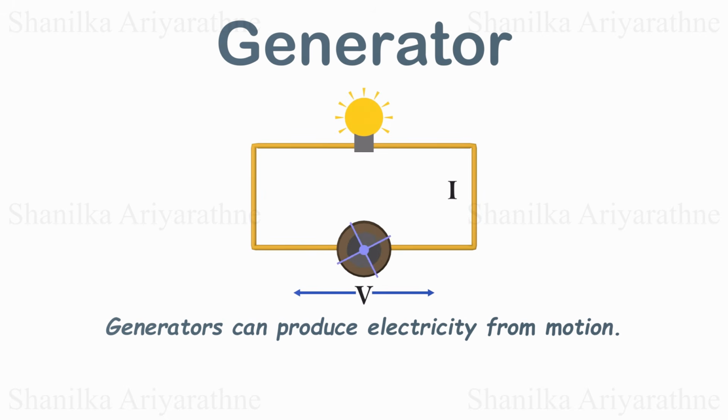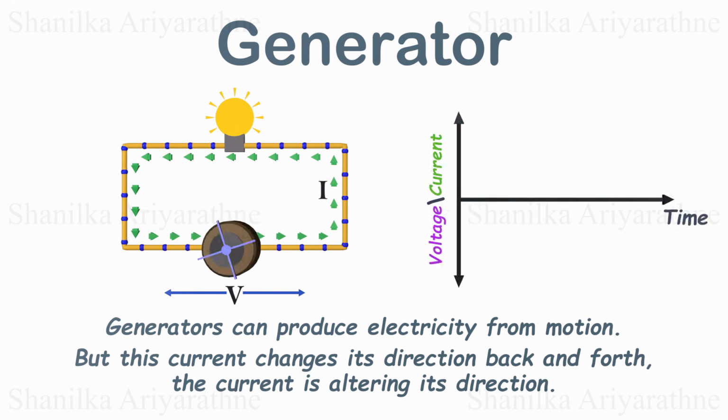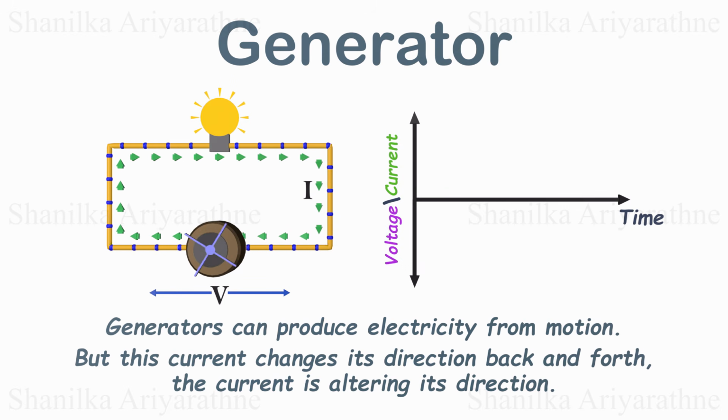According to the laws of electromagnetism, when a current-carrying conductor is placed in a changing magnetic field, a current flow is induced inside the conductor. However, this current changes its direction back and forth, meaning the current alternates its direction. If we draw the voltage and current graph of a generator's output, we will get a graph like this.